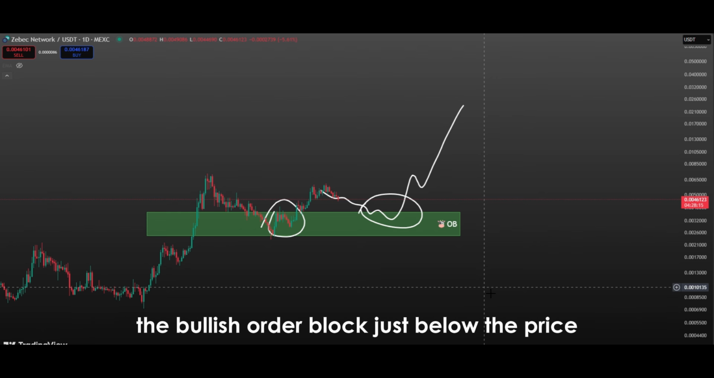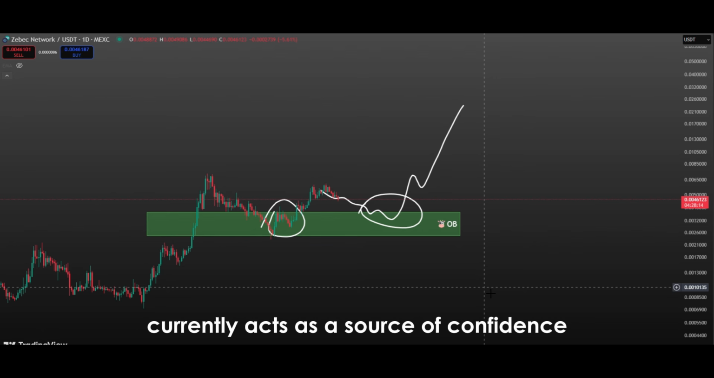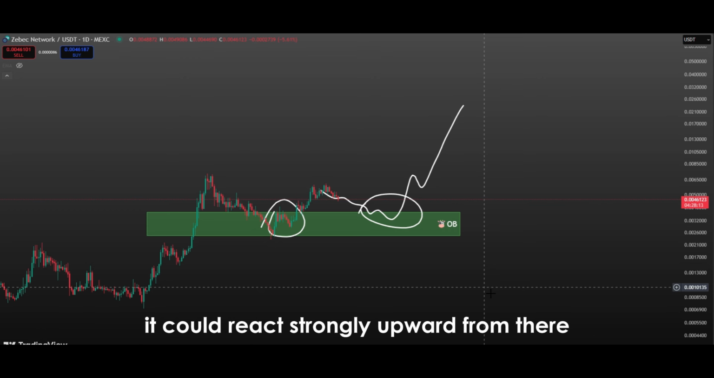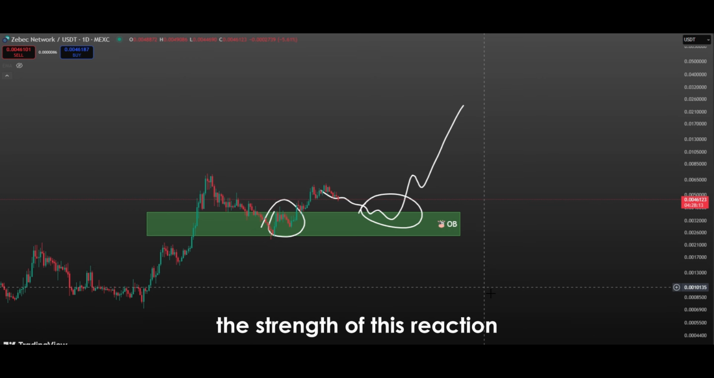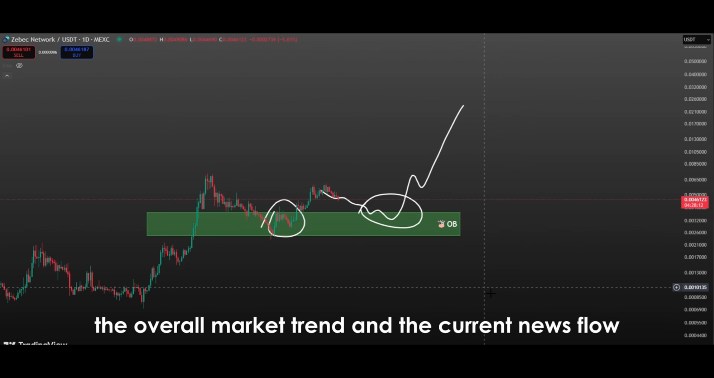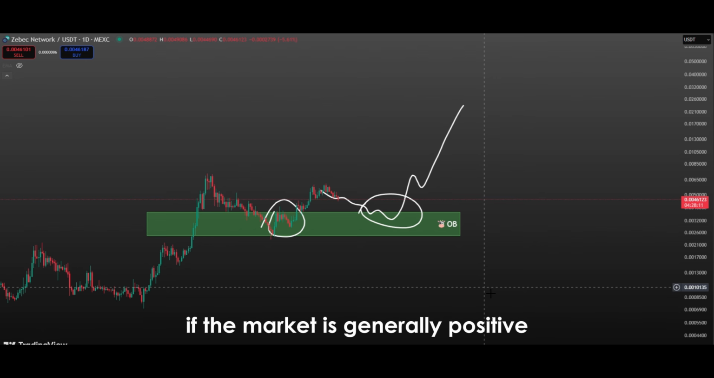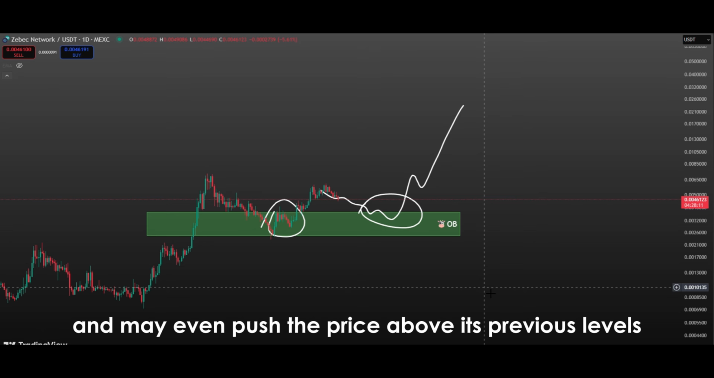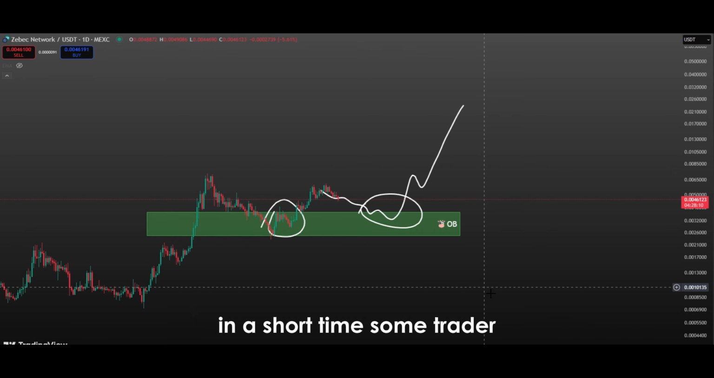The bullish order block just below the price currently acts as a source of confidence for traders. If the price pulls back toward this zone, it could react strongly upward from there. The strength of this reaction depends on the buying demand at the time, the overall market trend, and the current news flow. If the market is generally positive, the bounce from this block could be very sharp and may even push the price above its previous levels in a short time.